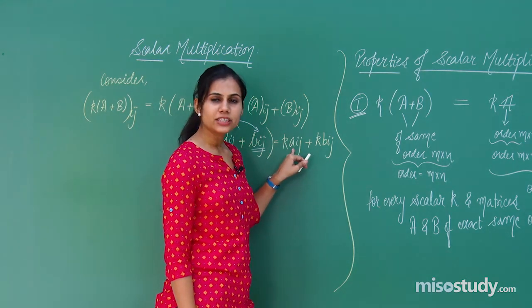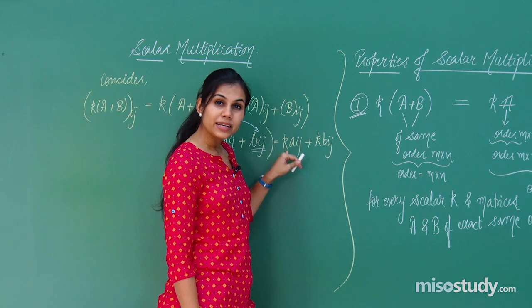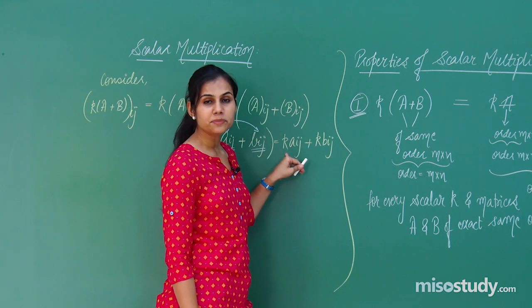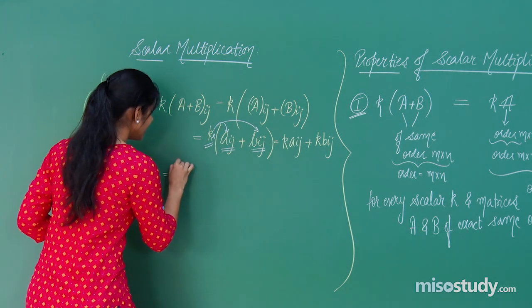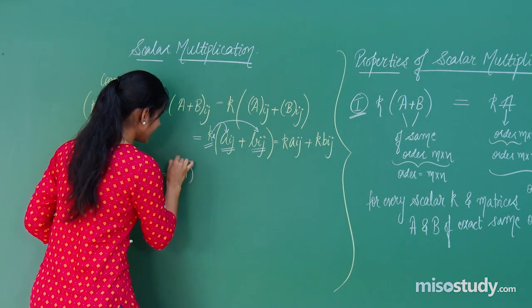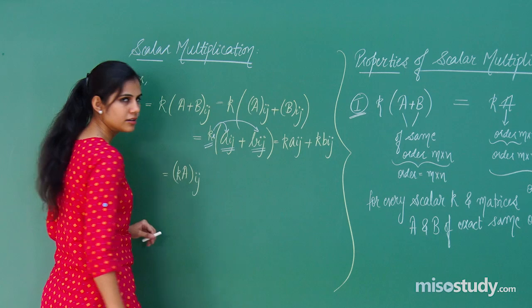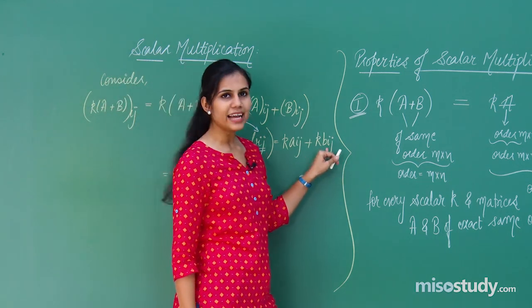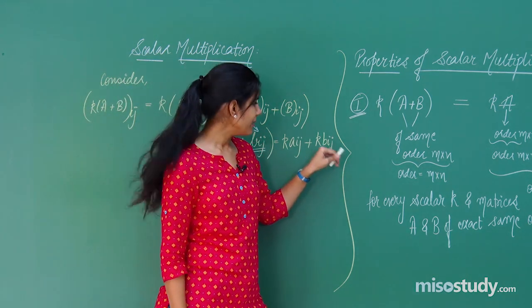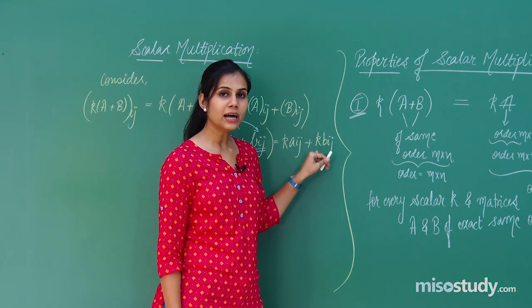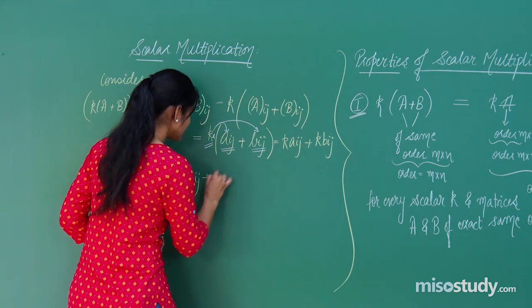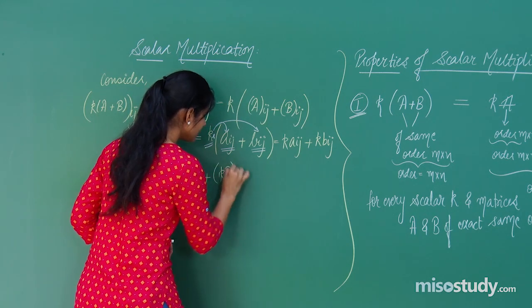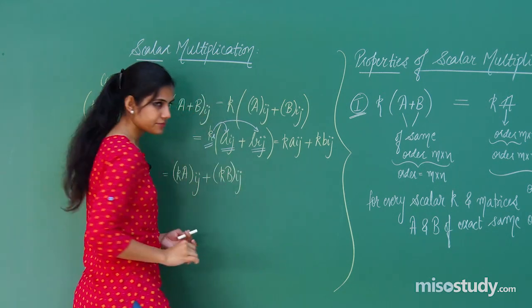a_ij is the ijth member of matrix A. When I multiply it by K, it becomes the ijth member of KA. So K times a_ij is nothing but the ijth member of the matrix KA. Similarly, b_ij is the ijth member of matrix B. When I multiply it by the scalar K, it becomes the ijth member of the matrix KB. So this is KB's ijth member.